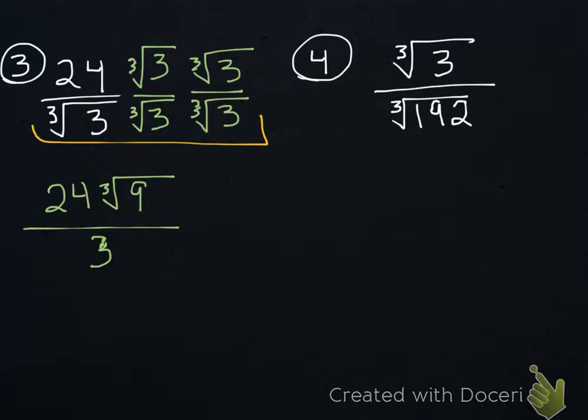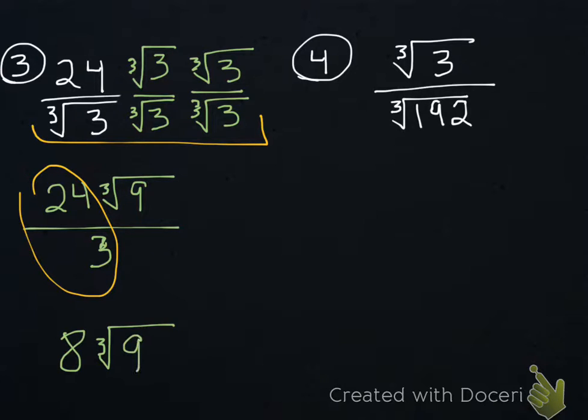Now, can I simplify that? Can I divide the 24 by the 3? Yes, because they're both outside of a radical, and that is 8. So my solution is 8 cube root of 9. That is the simplified expression.